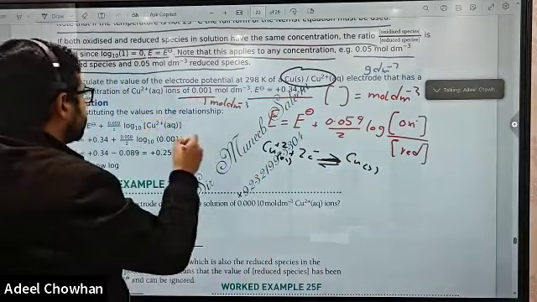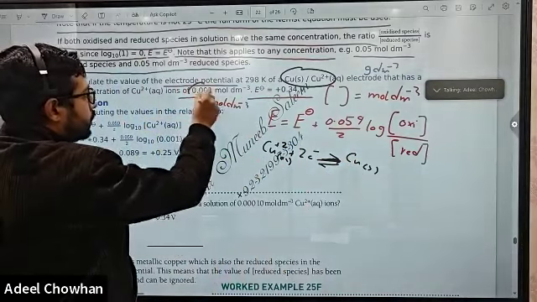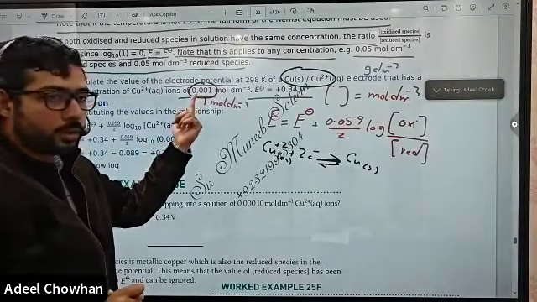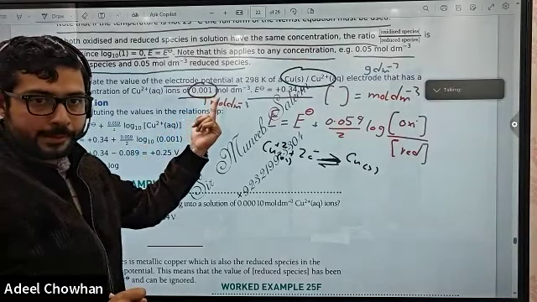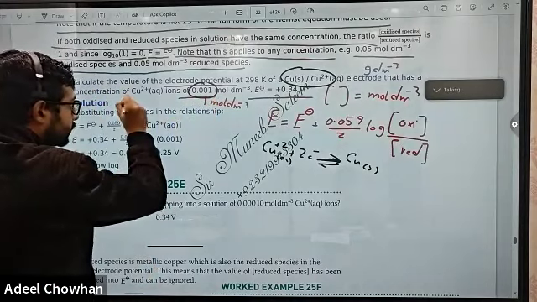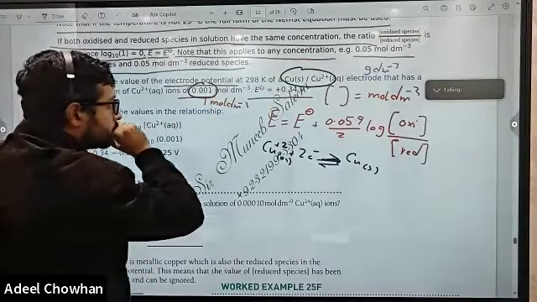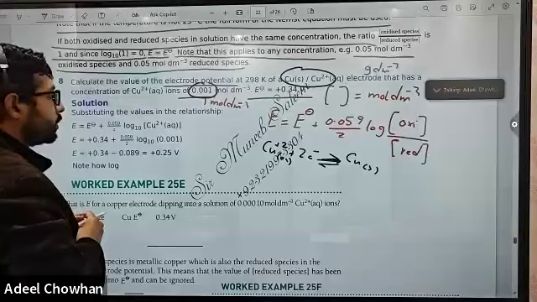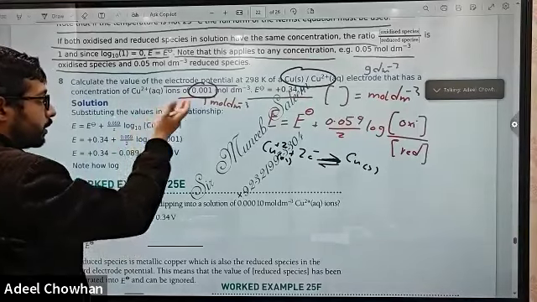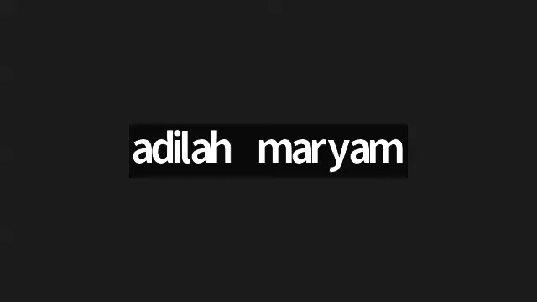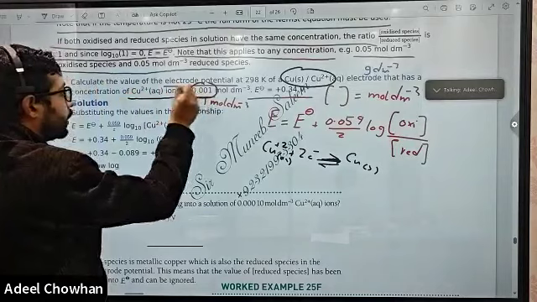Now the value given here belongs to which species? 0.001. To which species does this value 0.001 belong? The copper Cu or the copper ion? Copper ion. Yes, it's the copper ion.